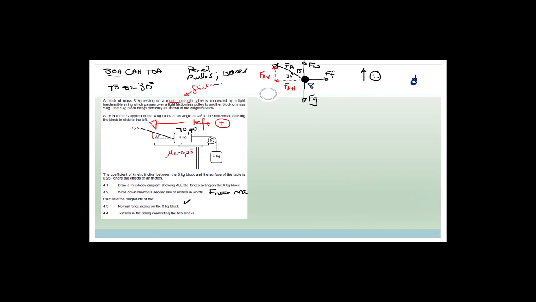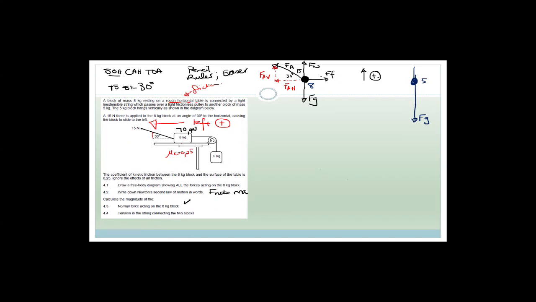And then there would be another dot for the 5 kilogram, where this would be the force of gravity, and that, not that it matters, thank goodness.